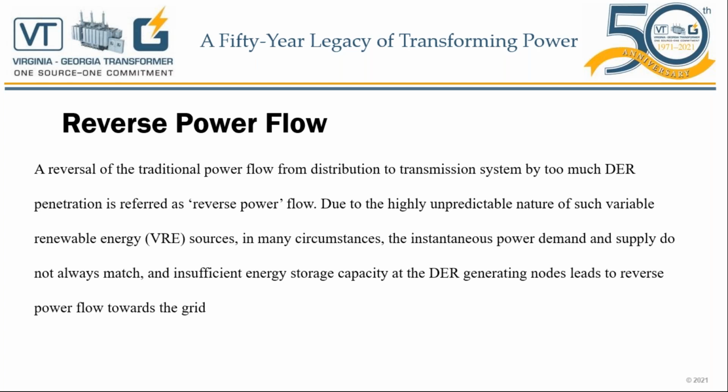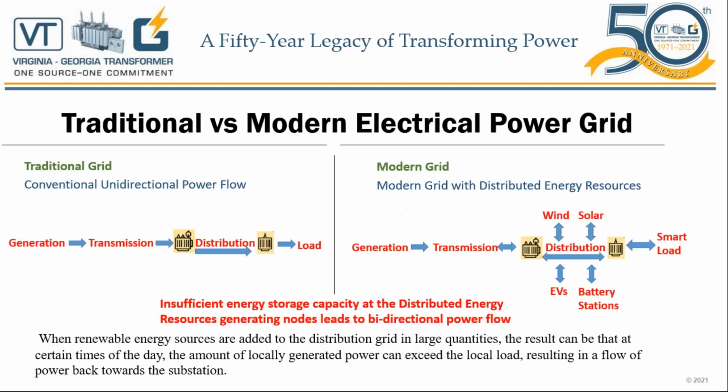Due to the highly unpredictable nature of such variable renewable energy sources, in many circumstances, the instantaneous power demand and the supply do not always match, and insufficient energy storage capacity at the DER generation nodes leads to reverse power flow towards the grid. Okay, now let's look at the difference between traditional versus modern electrical power grids.